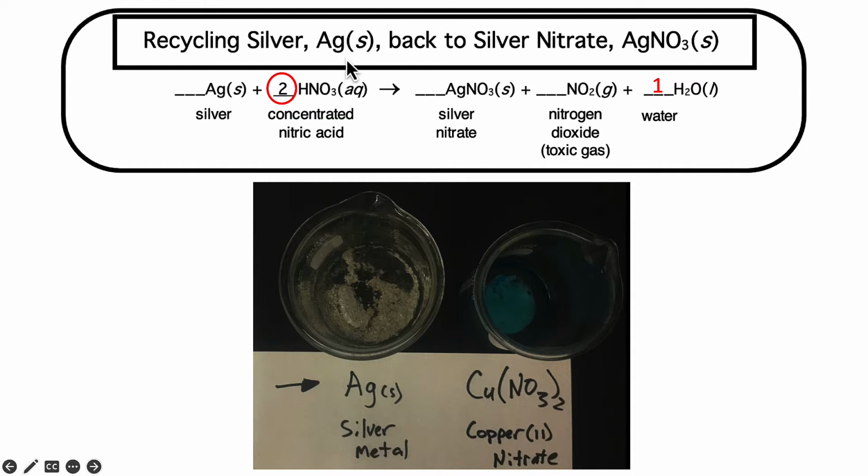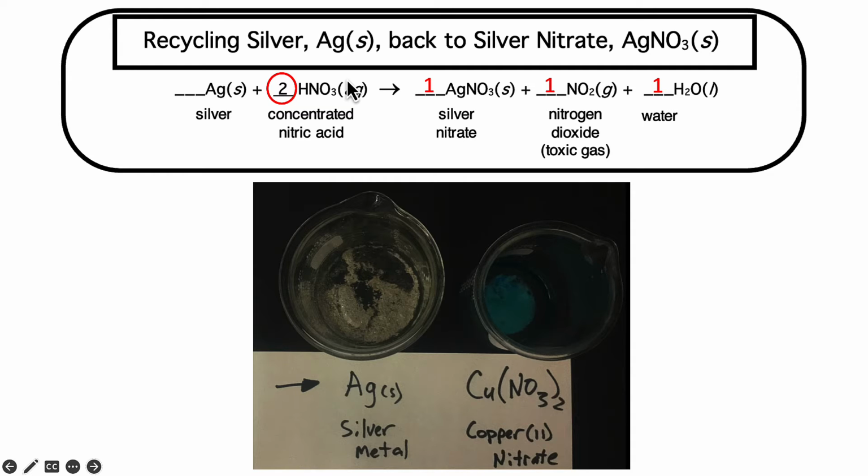Let's go back and look at the nitrogens now. The fact that I put a 2 here in front of nitric acid means we have 2 nitrogens on the reactant side. So on the product side, we need 2 nitrogens, and you got to be observant here. Both silver nitrate and nitrogen dioxide have 1 nitrogen in them apiece. So that means we have 2 nitrogens already. The coefficients in front of both silver nitrate and nitrogen dioxide must be 1.